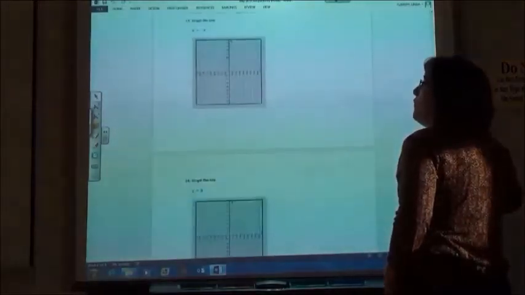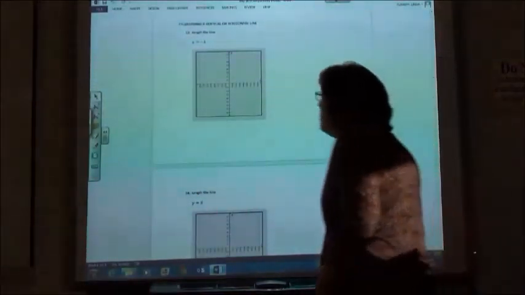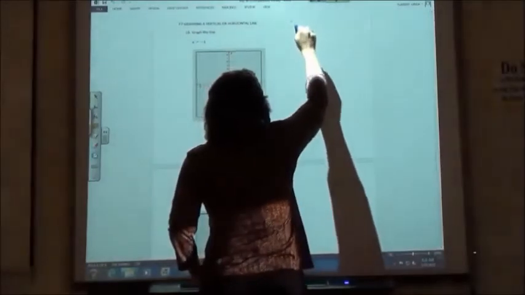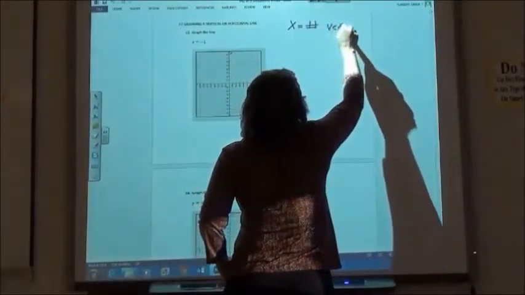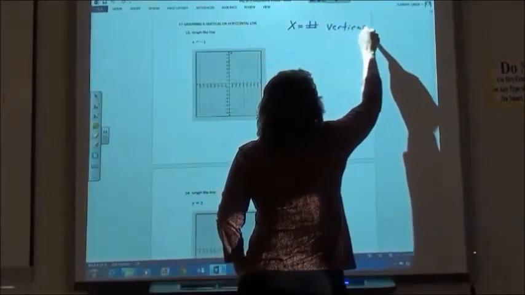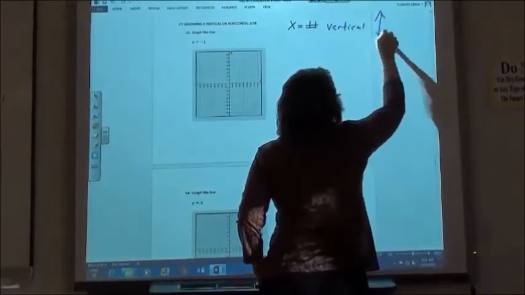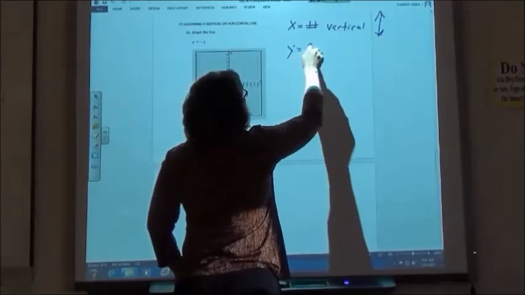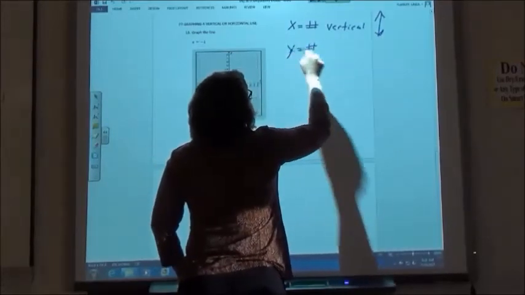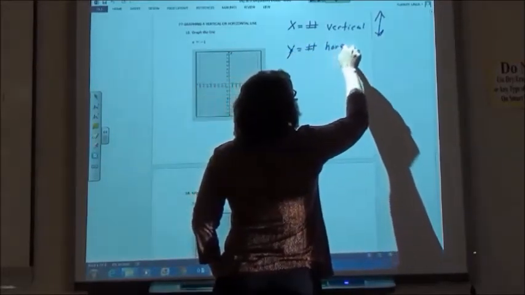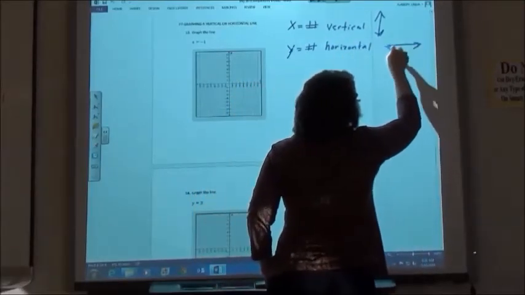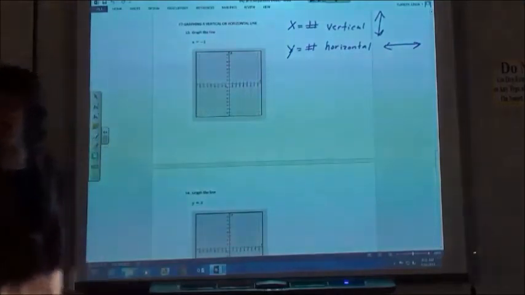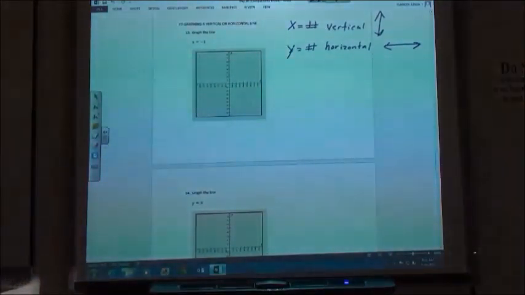Now we're going to graph vertical or horizontal lines. If we have x equals some number, we know our line is going to go vertical. That means it should end up going this way. If we have y equals our number, we know it's going to end up going horizontal. That means it should end up going that way. It's going to be a straight line, not a slanted line, either up and down or across.